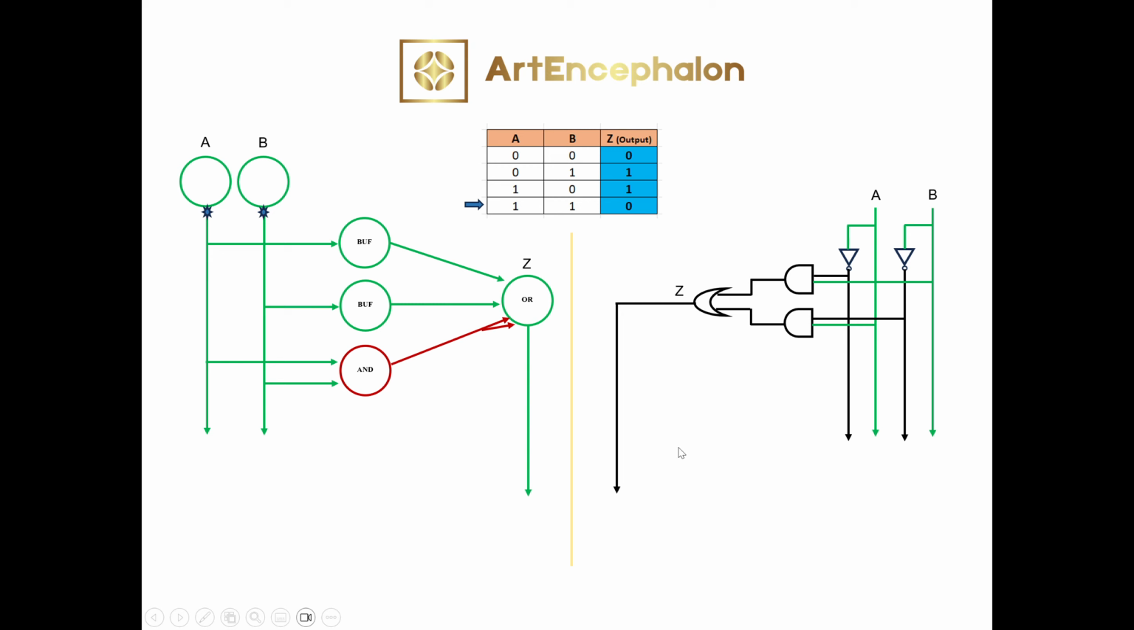Let's see what happens with our neural circuit, the circuit we've designed using neurons. So A and B, A is 1, B is 1. So A is firing an action potential and B is also firing an action potential. Let's follow it. The action potential is moving along the axon, and now it reaches the axon terminal. So A, B are both 1.